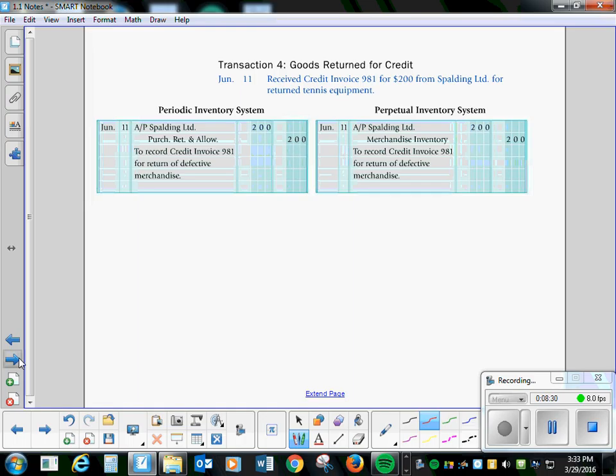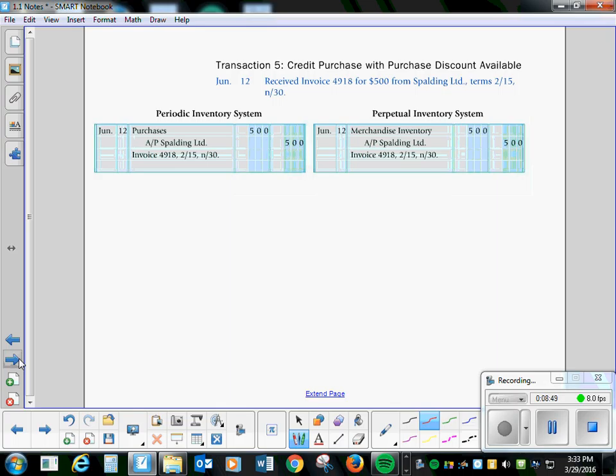Transaction 4, received credit invoice 981 for 200 from Spalding for returned tennis equipment. Your accounts payable and your purchase returns and allowance. And here, still your accounts payable, but your merchandising inventory. And received invoice 500 for Spalding. So same thing, you're using your purchases, your accounts payable, your merchandising, and your accounts payable.